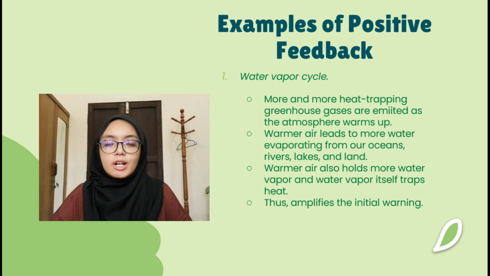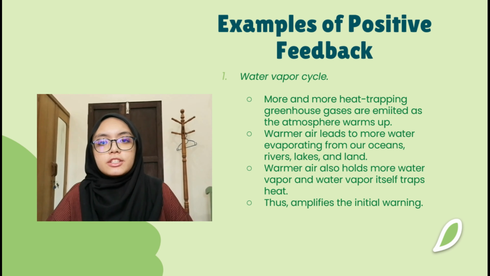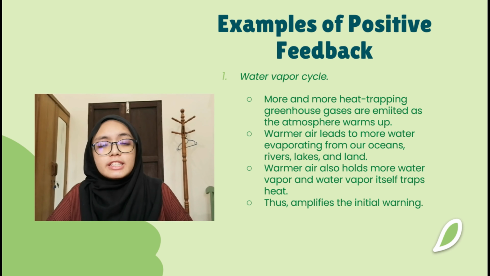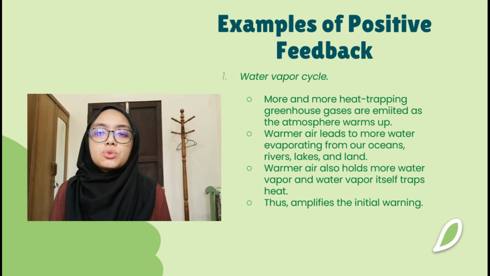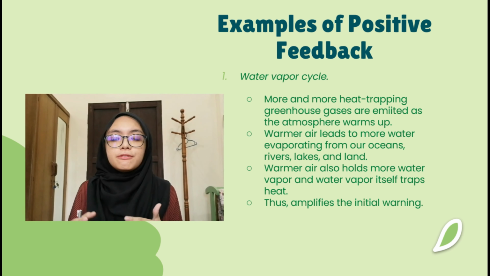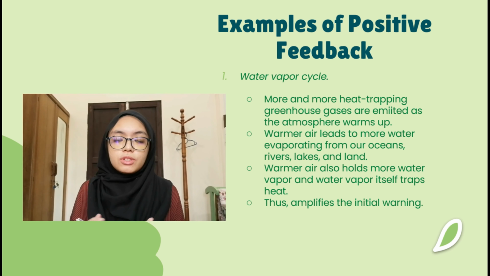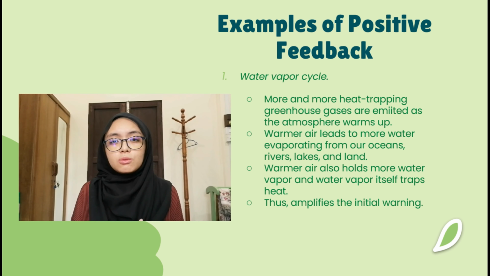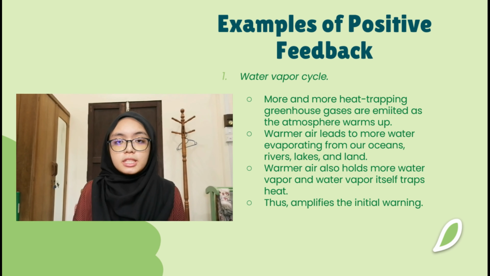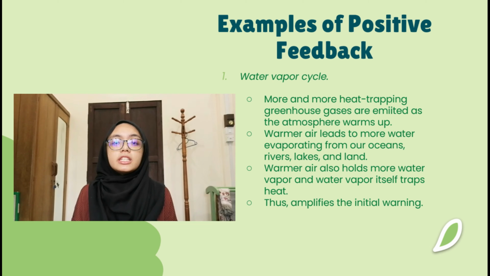One of the examples of positive feedback is the water vapor cycle. As more and more heat-trapping gases are emitted and the atmosphere warms up, this warmer air leads to more water evaporating from our oceans, rivers, lakes, and land that enters the atmosphere. Warmer air holds more water vapor, and water vapor itself traps heat, thus amplifying the initial warming.